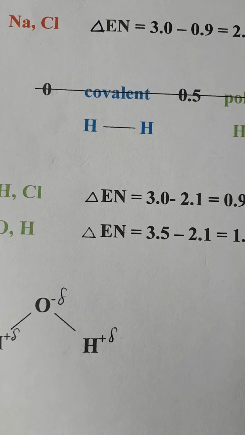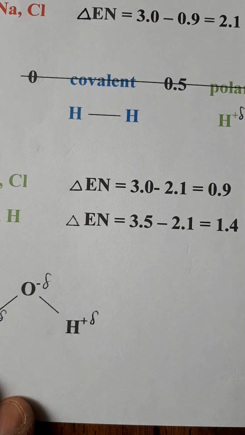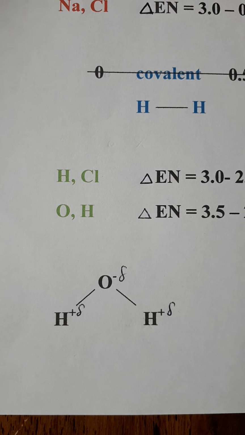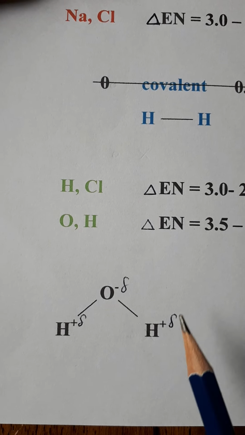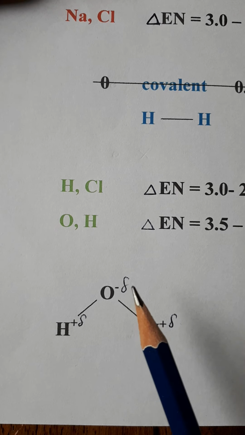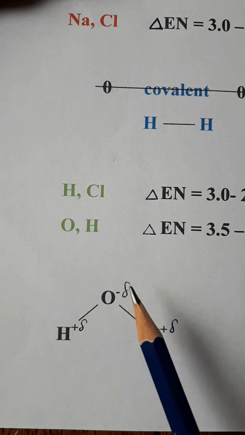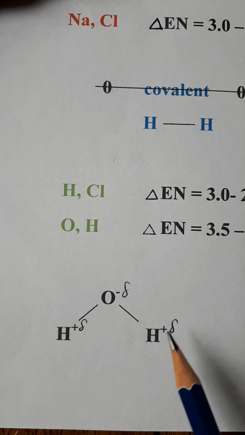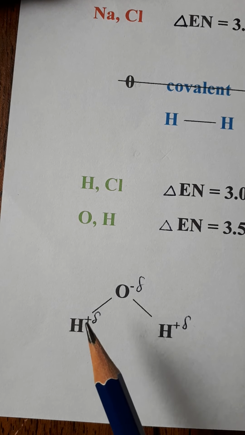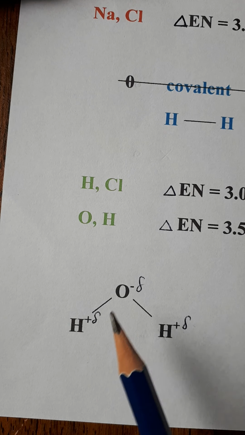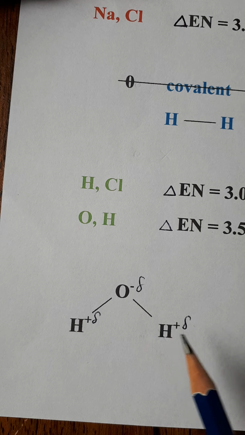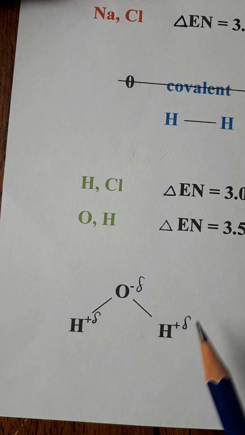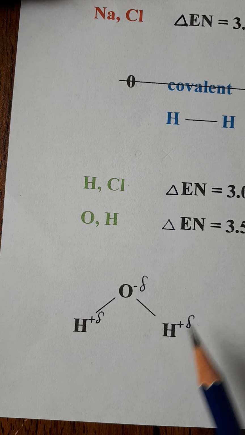Therefore, when we draw the water molecule, we talked about it earlier, we draw the small charges like this. Oxygen delta minus, H delta plus, the other H also delta plus. So the bonds are polarized like this. So for example, this H atom has a small positive charge.